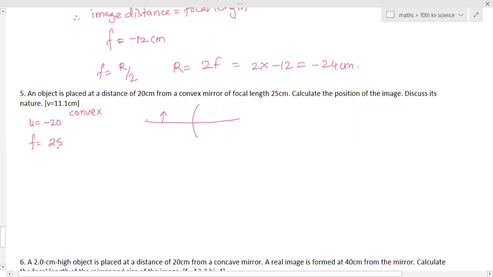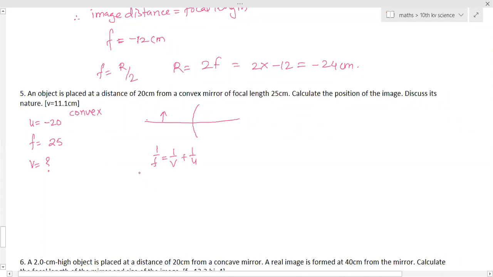What we have to calculate? The position of the image. Which side is the image formed? You need to know. RHS. So we should calculate the V value. Formula? 1 by F is equal to 1 by V plus 1 by U.